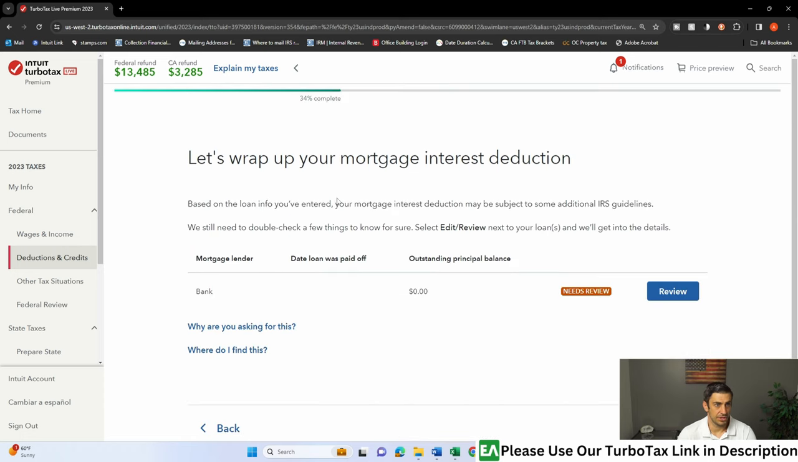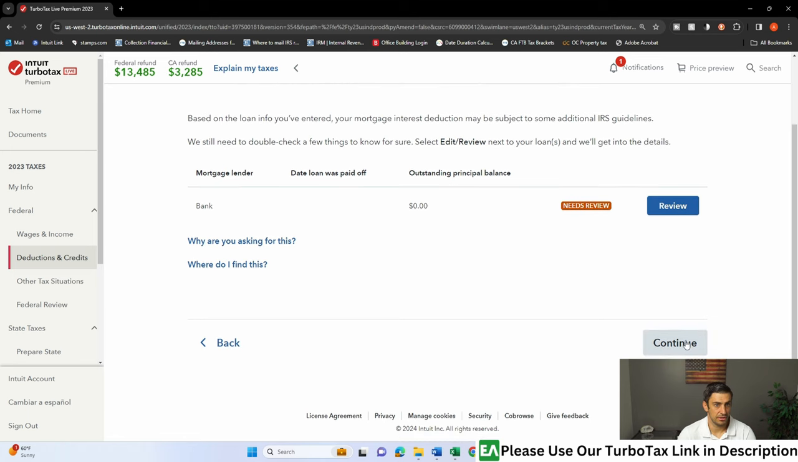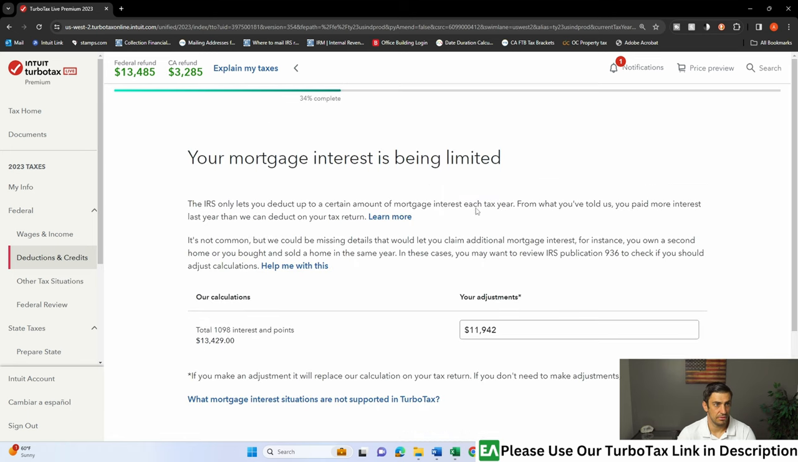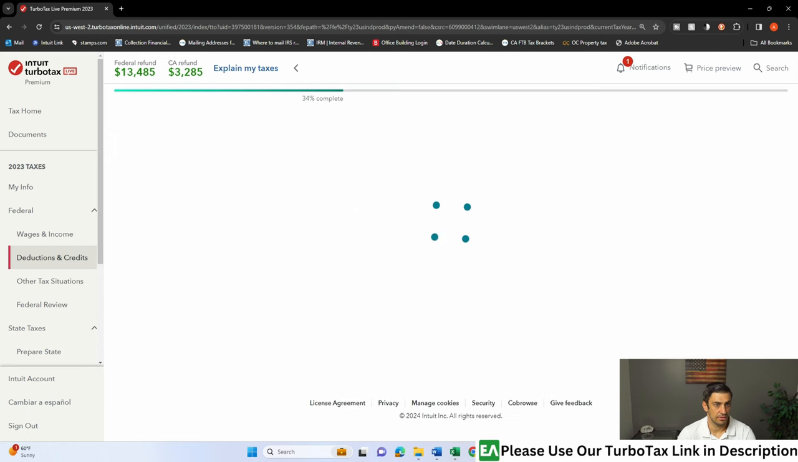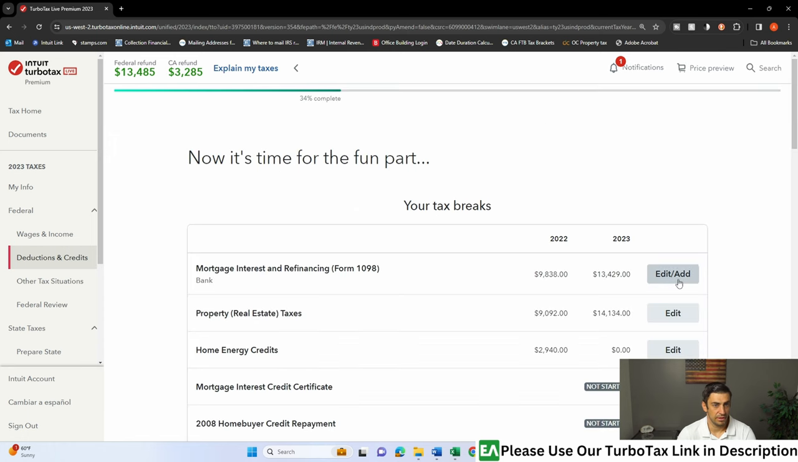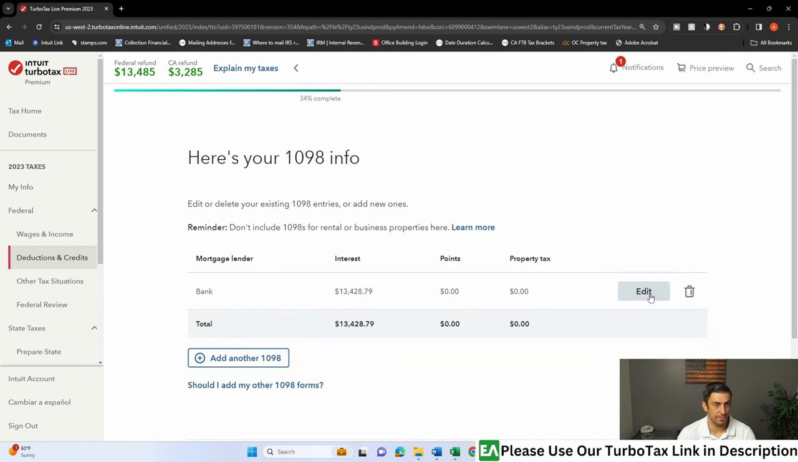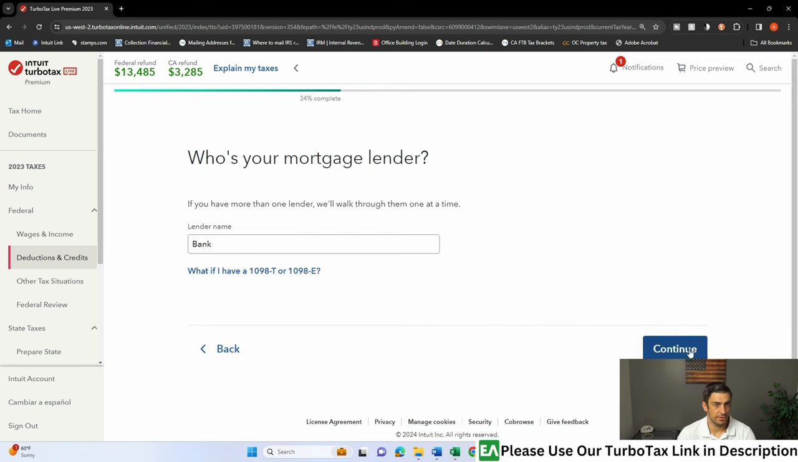Let's wrap up your mortgage interest deduction. Okay, continue. There it is: mortgage interest is being limited. So instead of 13,000, it's only allowing for 11,942. Continue. Let's make sure that's accurate. We're going to hit edit, continue.